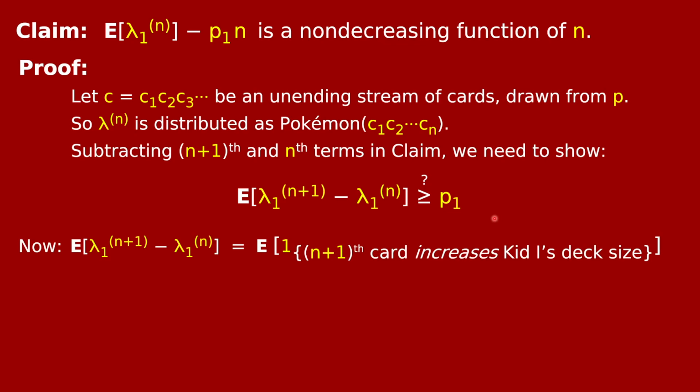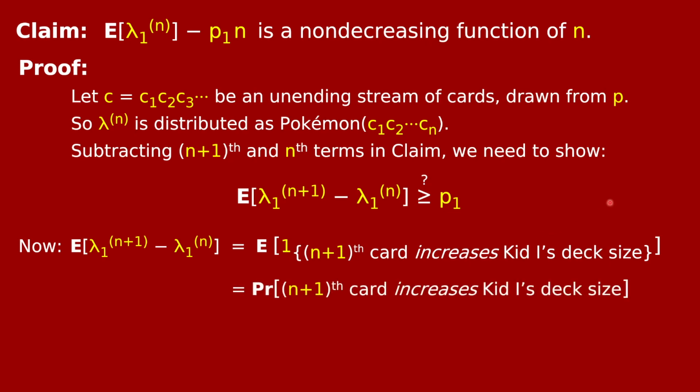Okay, so now let's consider this expectation. These two quantities are usually the same. The difference is either 0 or 1. It's 0 if kid 1's deck size does not increase from the n plus first card, and it's 1 if kid 1's deck size does increase from the n plus first card. So this difference is the expected value of the indicator that the n plus 1th card that comes in actually increases by 1 the deck size of the oldest kid. That's the expectation of an indicator, so it's just the probability of the event that the n plus 1th card increases kid 1's deck size.